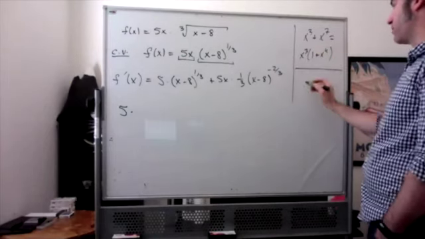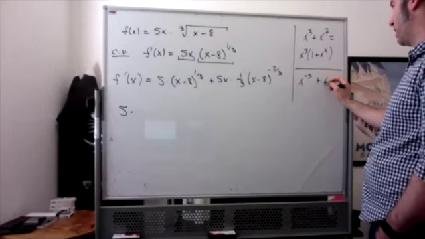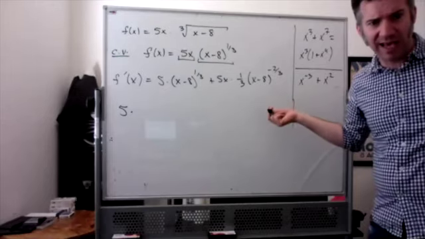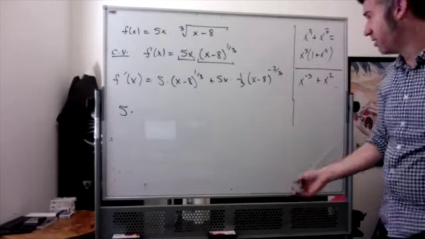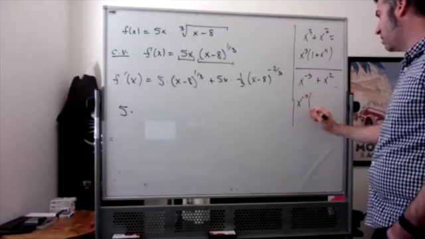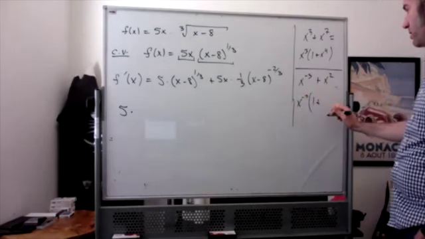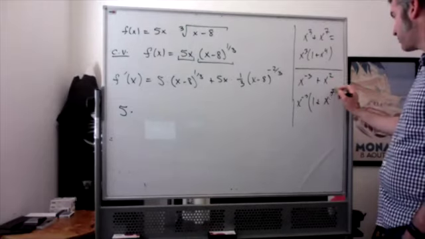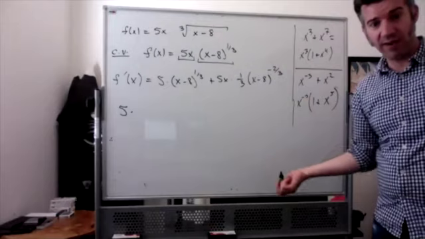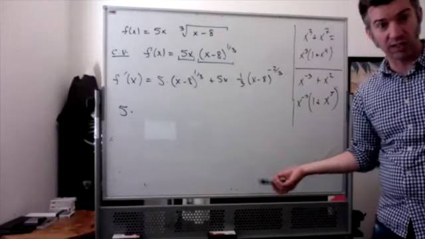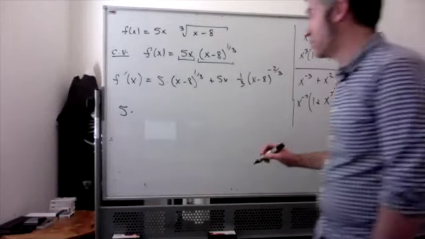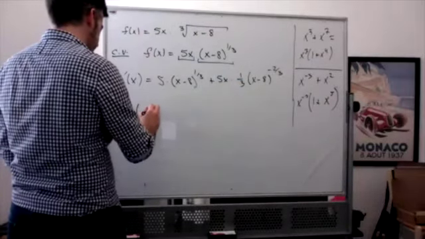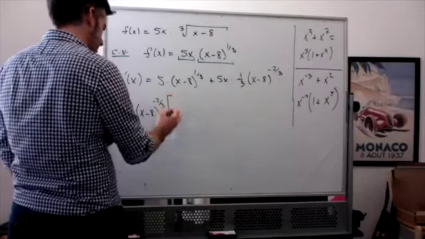Or if you were factoring x to the negative 3rd plus x squared, you're going to factor out the x to the negative 3rd because negative 3 is definitely smaller than positive anything. So you factor out an x to the negative 3rd, and you'd be left with 1 plus, let's see, 2 minus minus 3 is 5. So when you factor out a negative power, the remaining power actually gets larger because you're subtracting out a negative. So here I'm going to factor out an x minus 8 to the negative 2/3 because that's the smaller power of x minus 8.